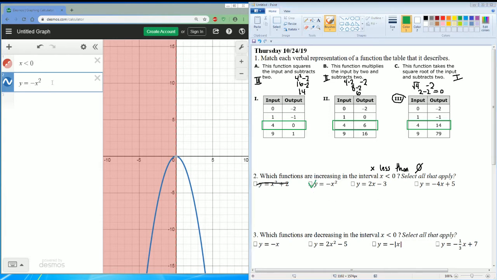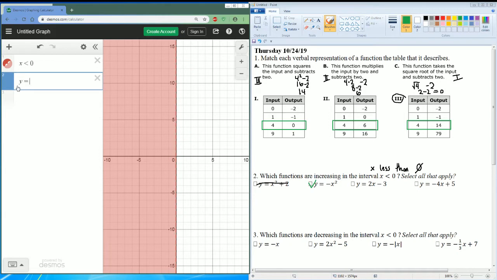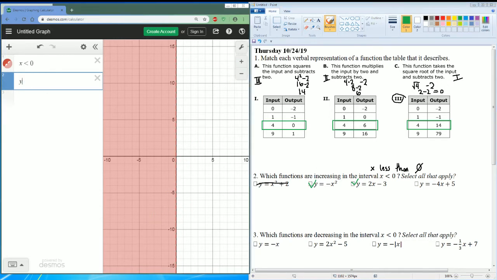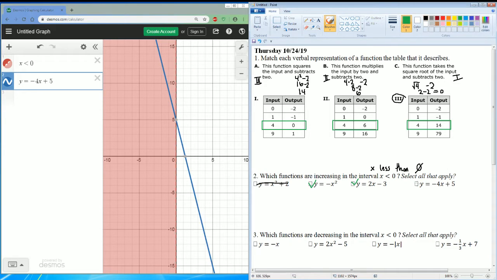Perfect. What about the next one? Y equals 2x minus 3. Is it increasing from this interval? Is it going up? Yep, it is going up. Do you see how right here this interval is going up? And let's check the last one. Y equals negative 4x plus 5. Is that increasing on this where x is less than 0? Nope, it seems like it is going down. So this one does not work.